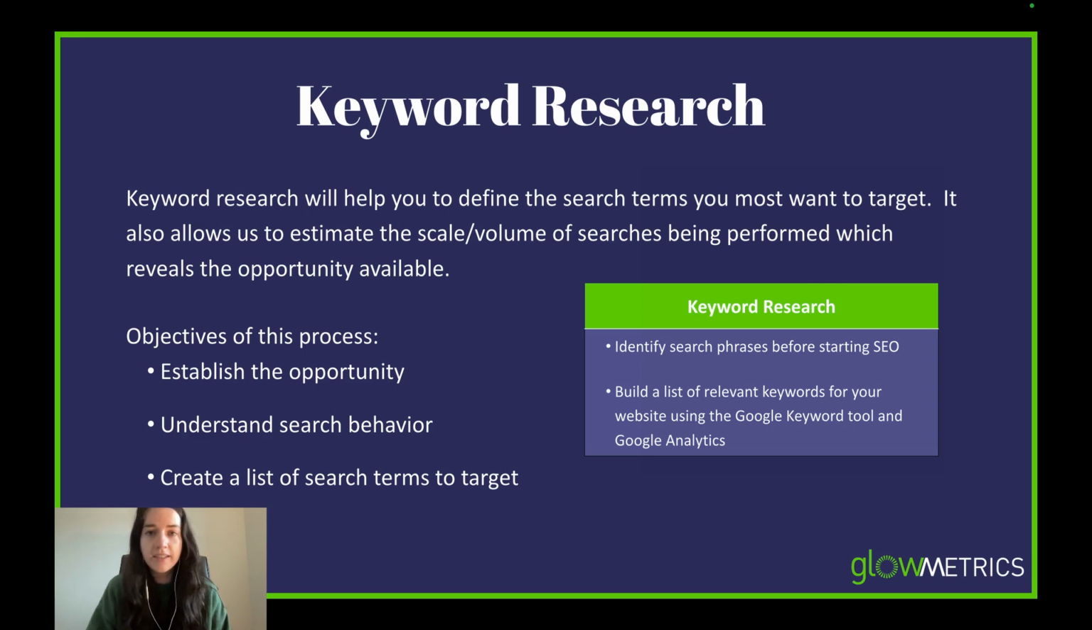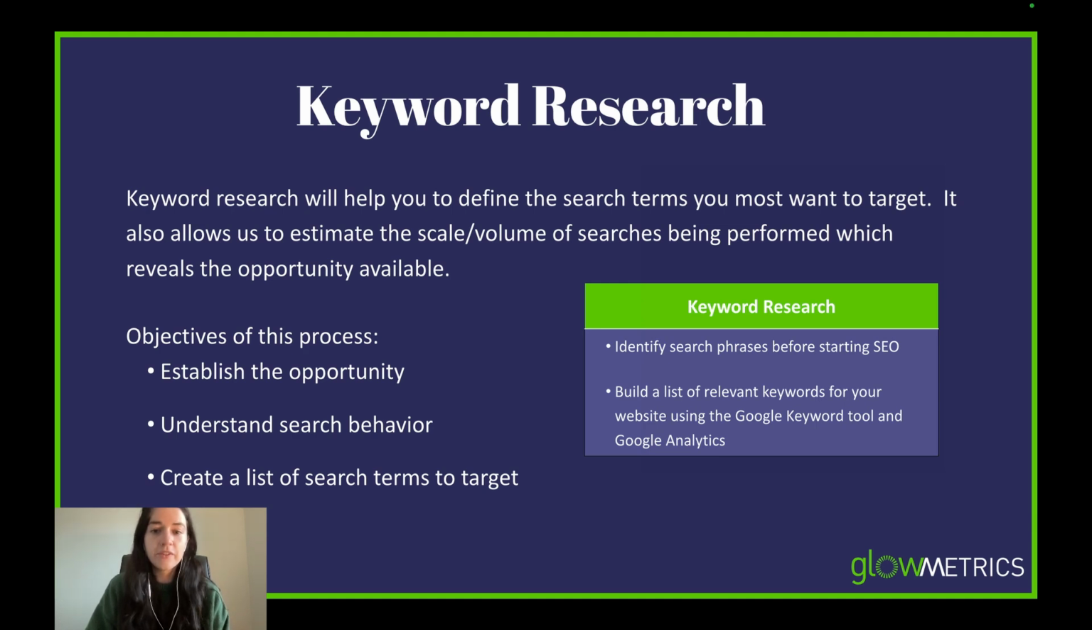So by doing extensive keyword research, you'll understand what you're missing out on, if there's any opportunities for you to capitalize on. Maybe there's some search terms you didn't realize your users were interested in. And again, understanding your search behavior means that there won't be any blind spots. You'll know exactly what your users are interested in, and you'll make sure that you have content that's relevant for that. And then essentially identifying your search phrases at the beginning of your SEO is crucial.